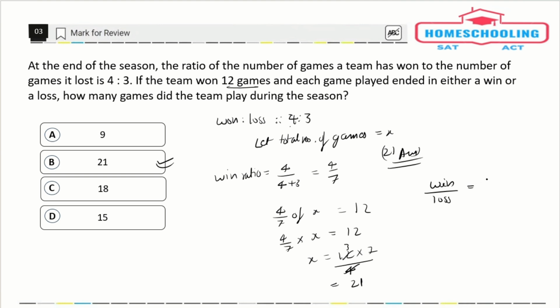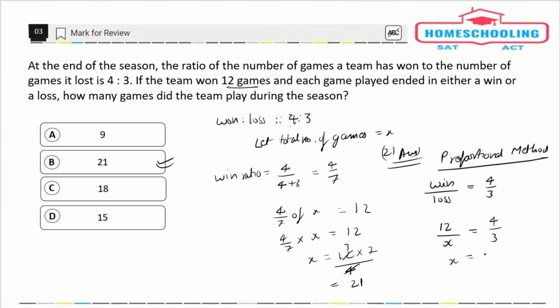And in the question it is given as 4 by 3. So this is the proportional method. I'm just giving you a glimpse of how to solve these types of questions. So how many games have you won here? When we write 12 games, the loss we don't know, so we'll keep it as x, lost games, by 4 by 3.